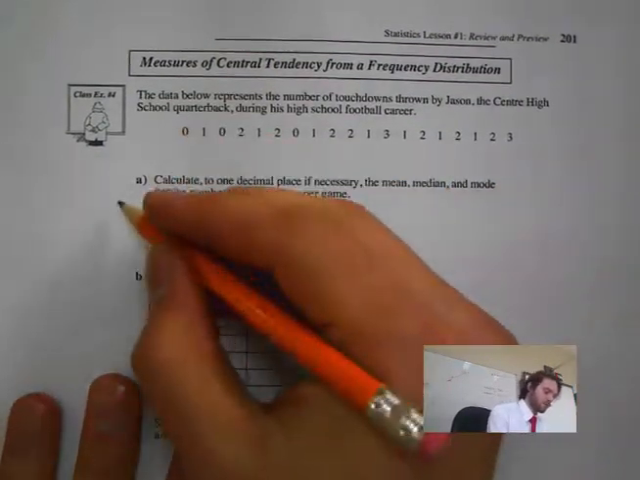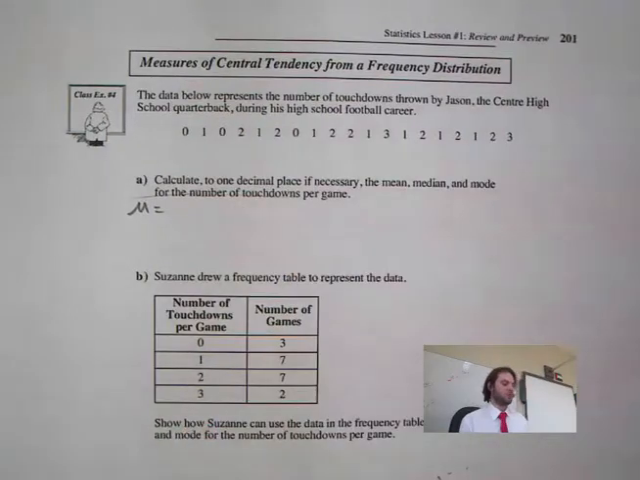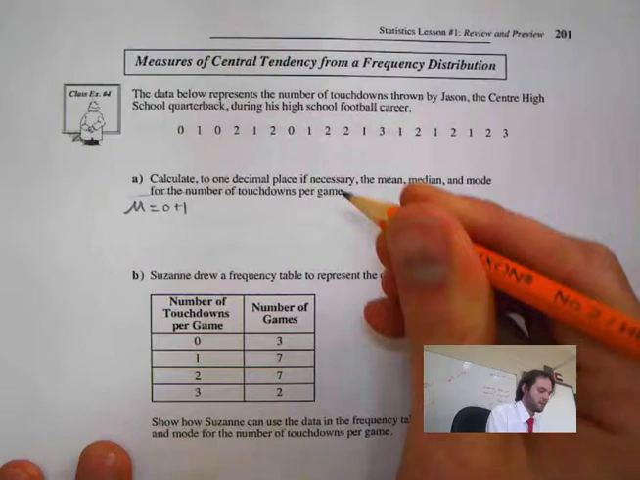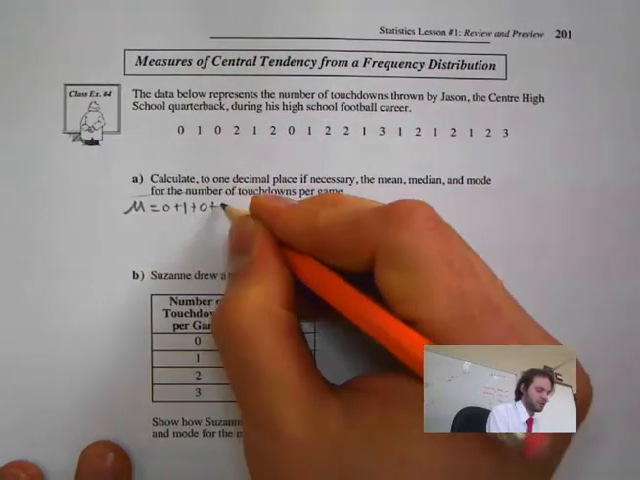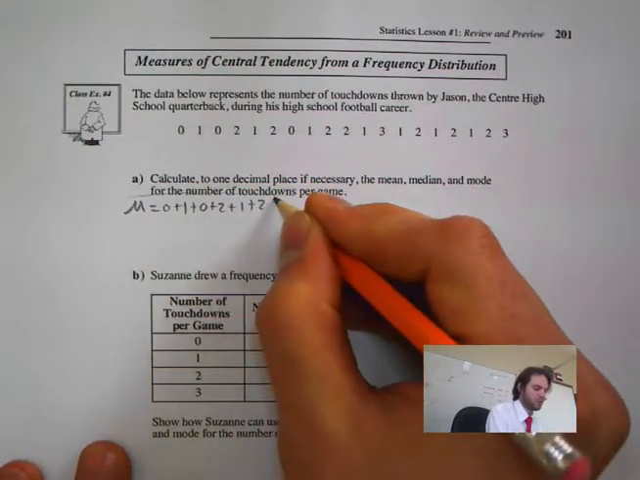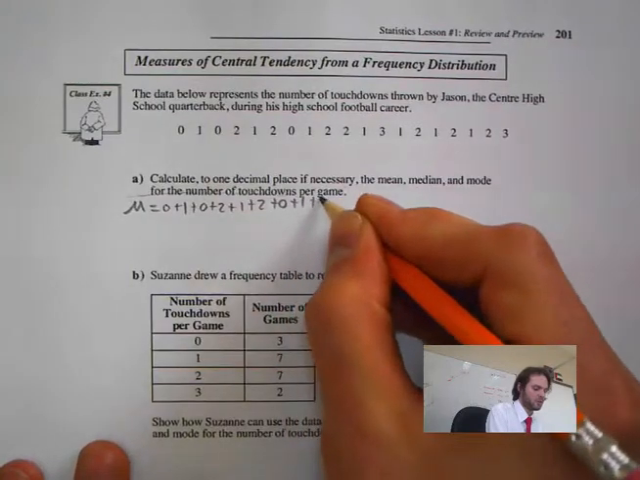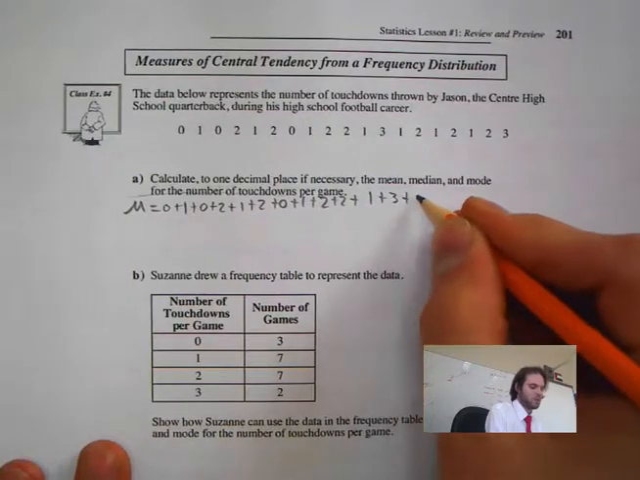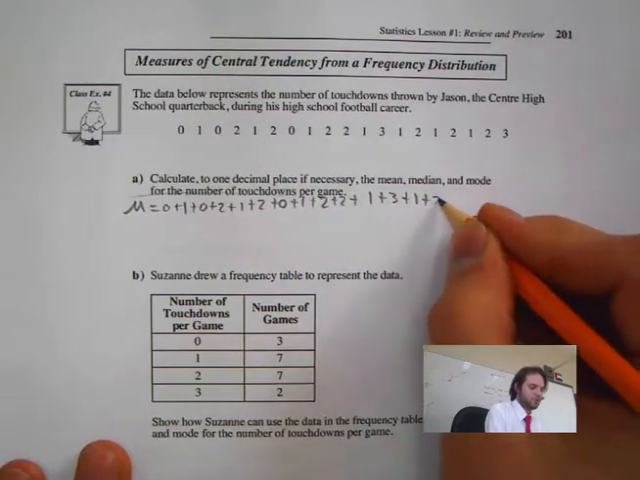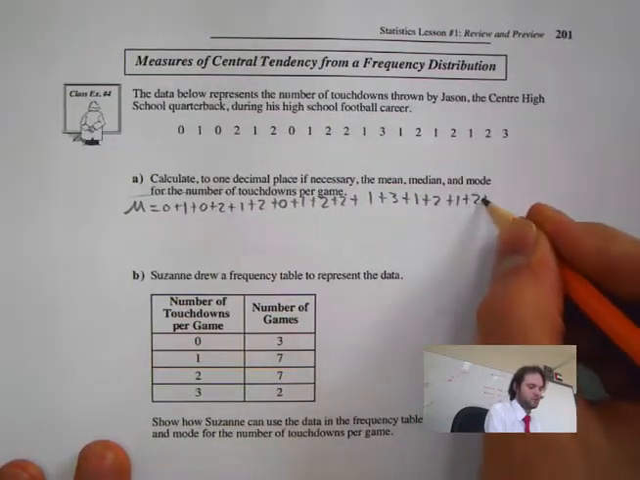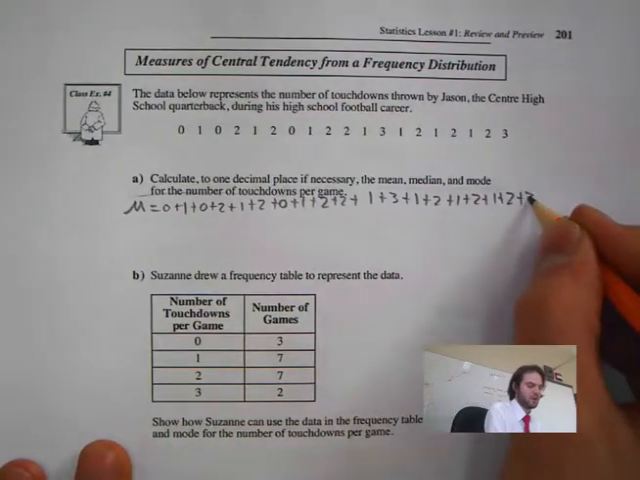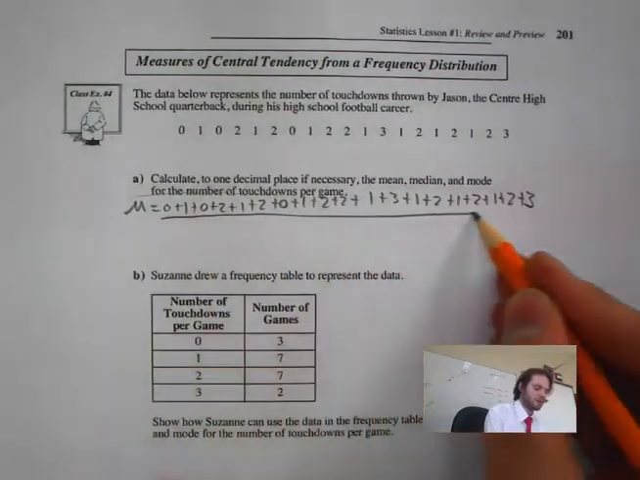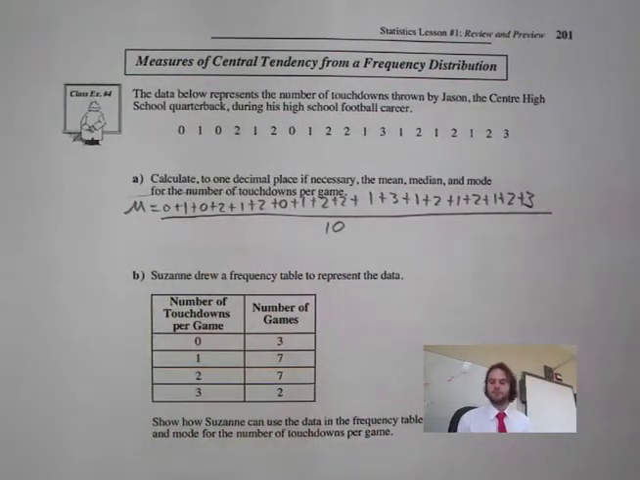So the mean, it's going to take a while here, it's going to be equal to, we have to add all of these up. So I have 0 plus 1 plus 0 plus 2 plus 1 plus 2 plus 0 plus 1 plus 2 plus 2 plus 1 plus 3 plus 1 plus 2 plus 1 plus 2 plus 1 plus 2 plus 3. Okay? And for the mean, how many scores are there?